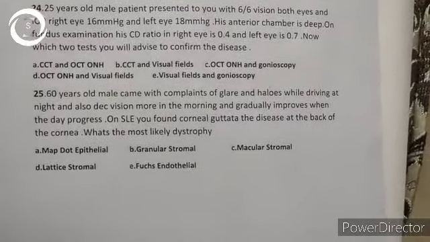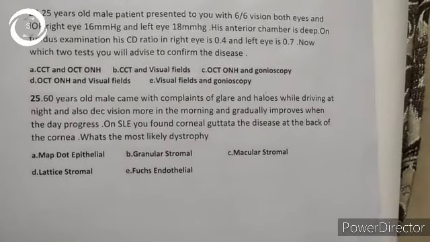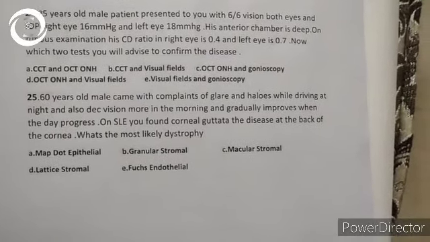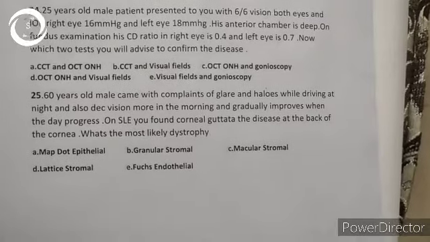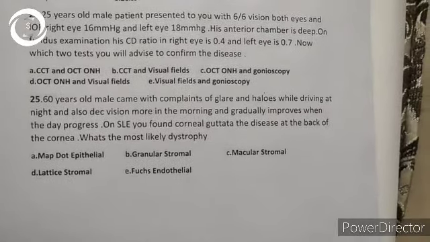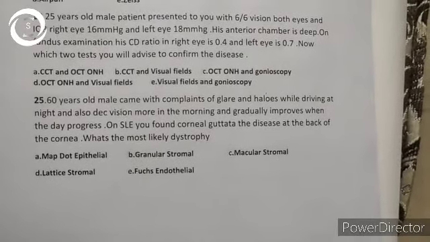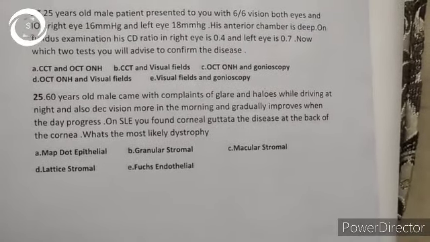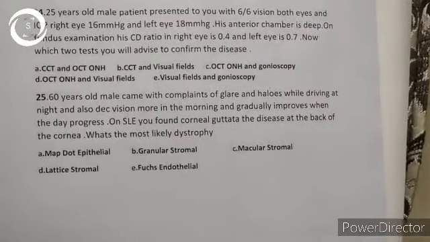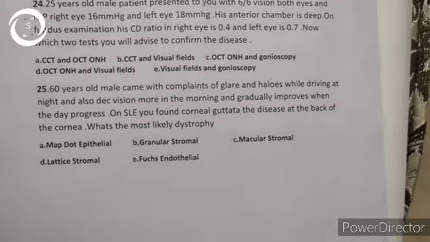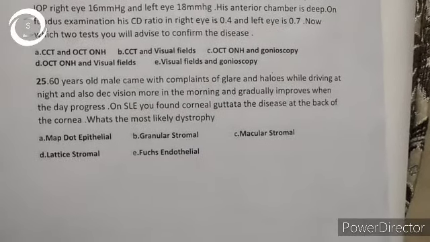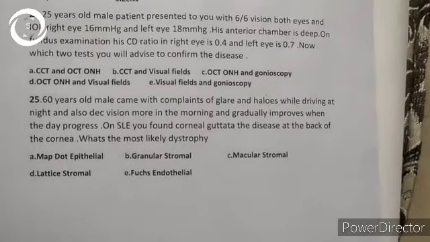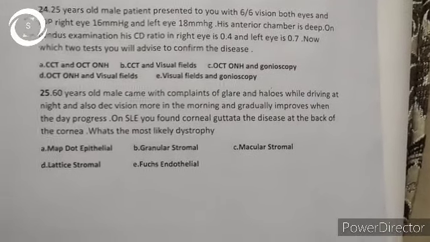Corneal guttata you get in Fuchs endothelial dystrophy, and in Fuchs endothelial dystrophy you get glare and halos, the patients also feel difficulty while driving at night, and they have decreased vision more in the morning, which improves as the day progresses. So all other options are incorrect.